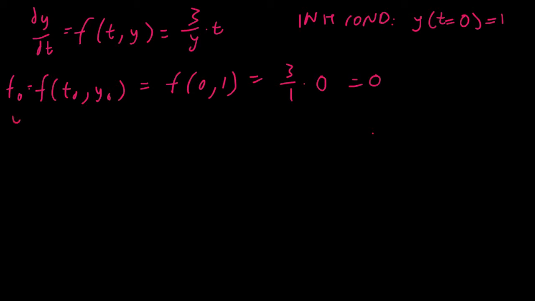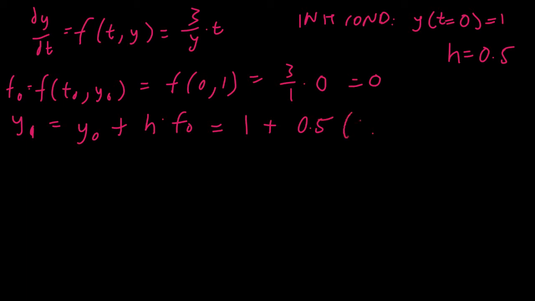The next step is to compute y1, which is our first predicted point, and y1 is equal to y0 plus our step size h times f0. For this example, let's say we have a step size h equal to 0.5. This is then equal to y0, which is 1 from our initial condition, plus our step size 0.5 times f0, which is 0, is equal to 1. So now we have f0 and we have y1.